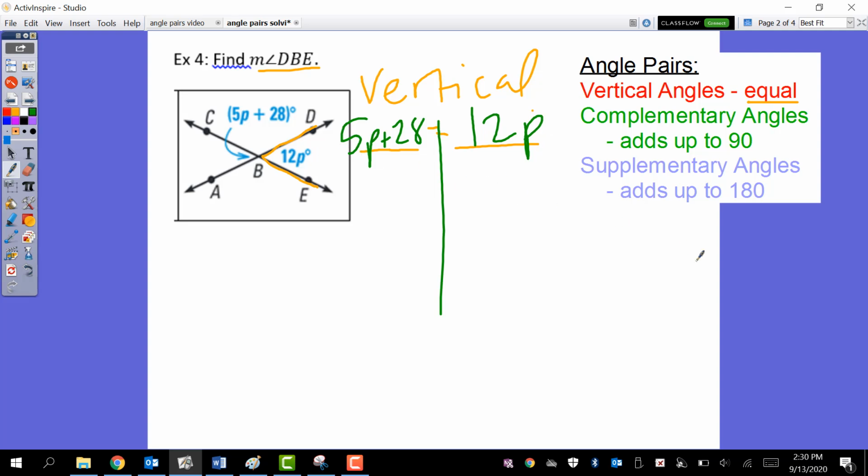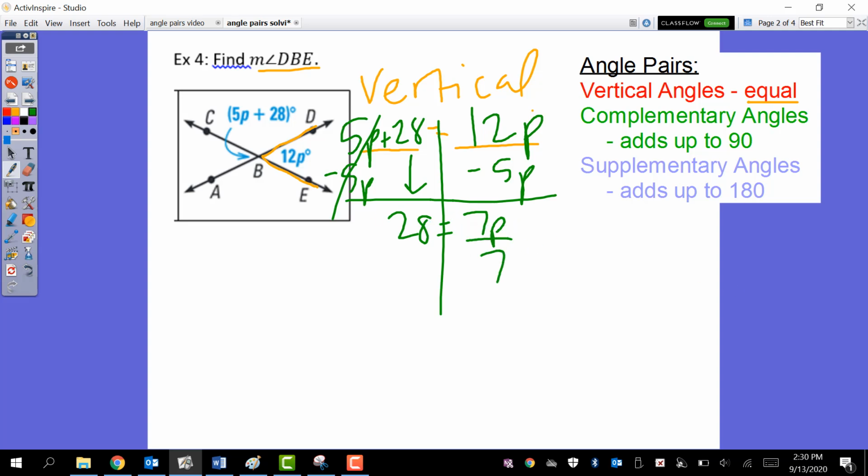And how do I move that? Well, I'm going to subtract 5p. That's gone. 28 is here. 12 minus 5 is 7p. And then I just have number and letter. Great. So divide by 7. I get p equals 4.